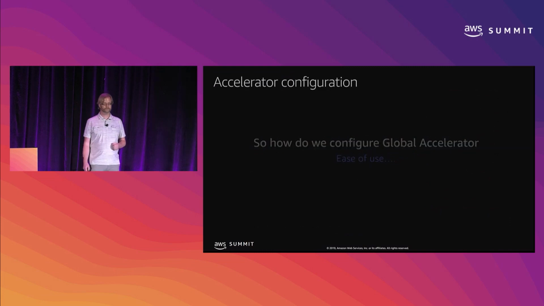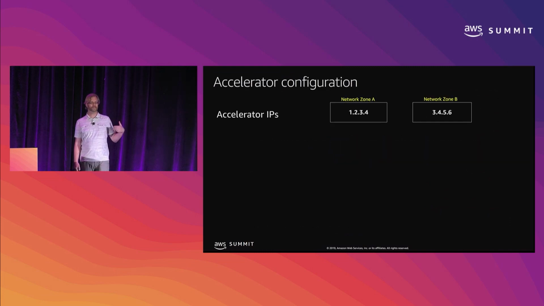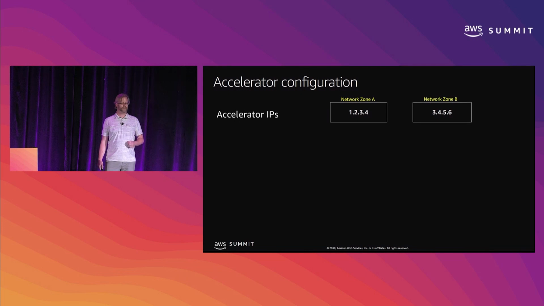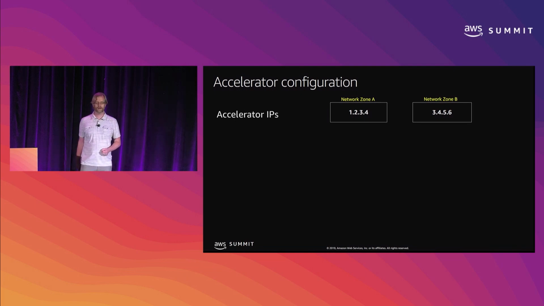So how do we configure it? There's three main pieces. The first piece, you'll get a set of IP addresses, right? These are the Anycast IP addresses, the primary and secondary, or as we call it, Zone A and Zone B. These are the redundant pair that you'll hand out.